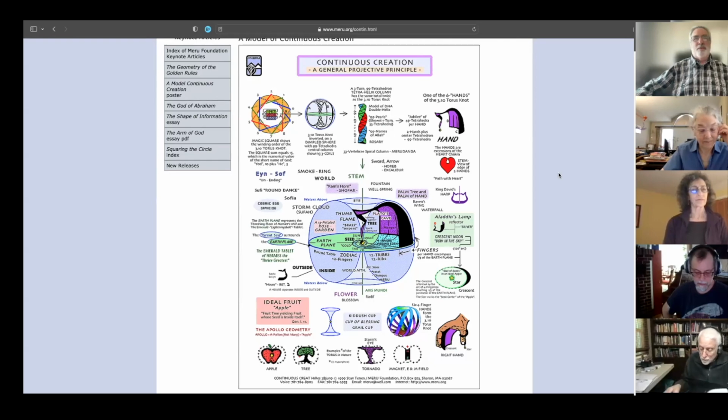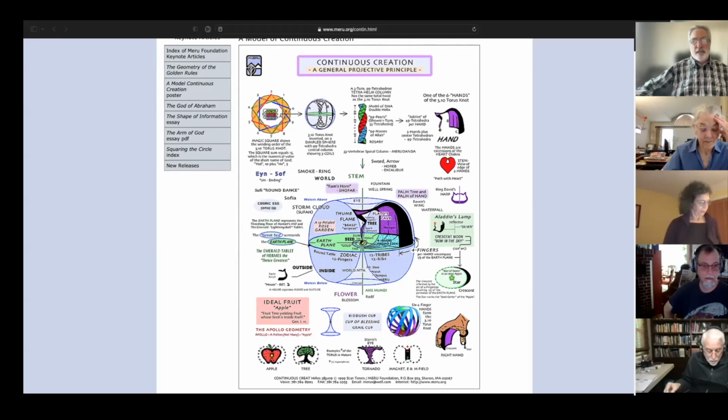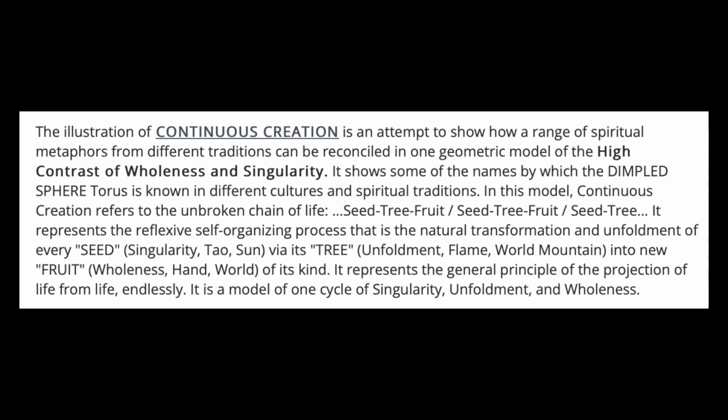We're going to go through all the different elements and see a lot of examples of what Stan called geometric metaphor. And right next to the poster in the article, there's a paragraph which I will read. The illustration of continuous creation is an attempt to show how a range of spiritual metaphors from different traditions can be reconciled in one geometric model of the high contrast of wholeness and singularity. It shows some of the names by which the dimpled sphere torus is known in different cultures and spiritual traditions.